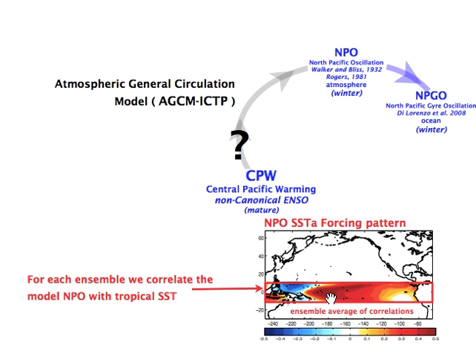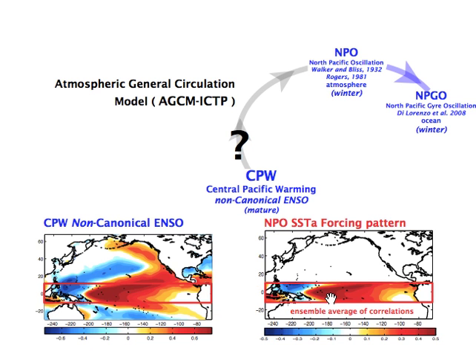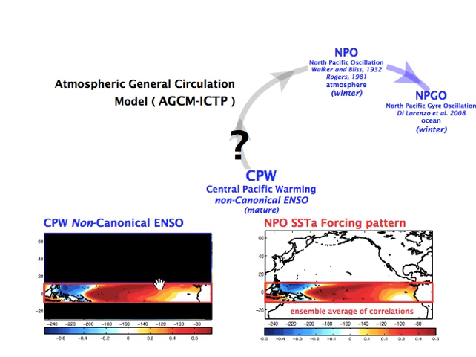If we now compare this particular pattern of correlation with the Central Pacific warming or non-canonical El Niño, and we focus in the tropical region, we find that the two patterns are essentially very similar. In fact, from a statistical and also both spatial and temporal variability are almost identical.